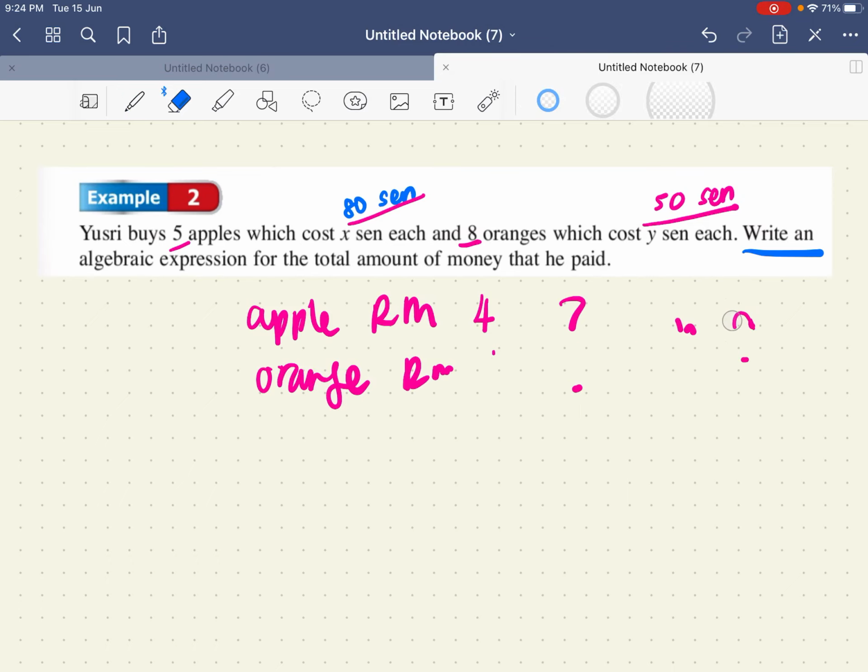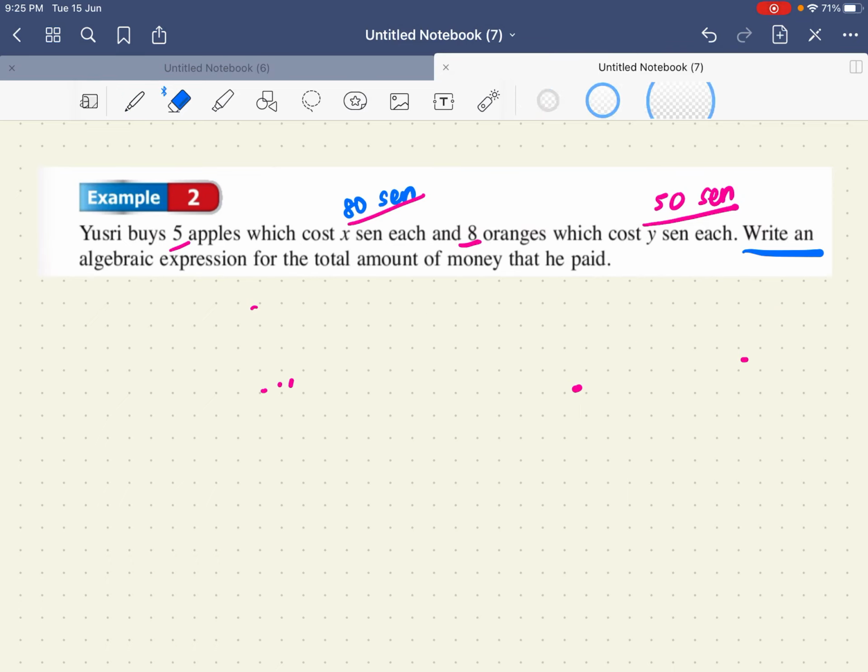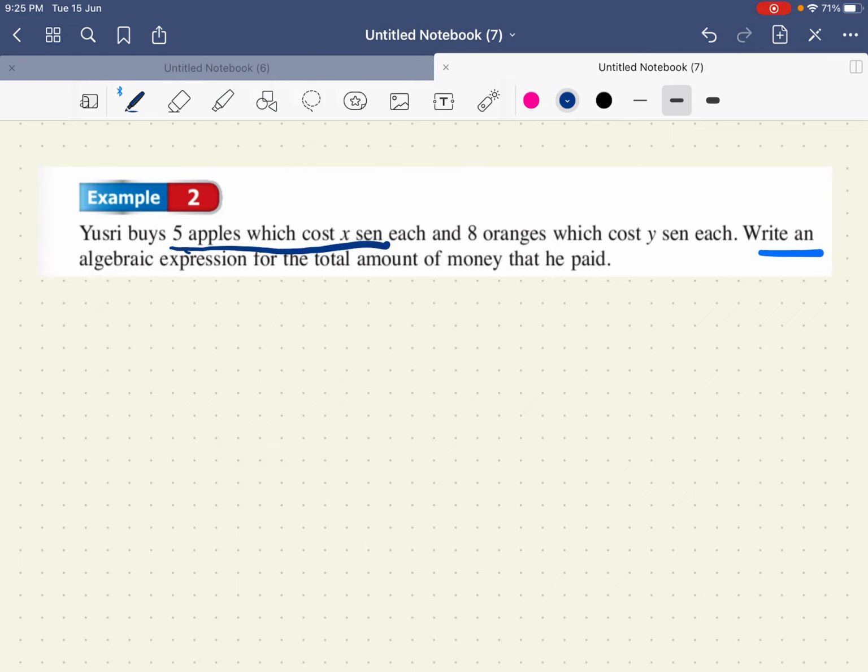Okay, sekarang, in this concept of algebra, kita tak tahu. We don't know the amount. We don't know the cost. We don't know the value. We don't know the harga. Sebab tu dia kata 5 biji apple X sen sebiji, 8 biji oren Y sen sebiji. Dan dia nak algebraic expression untuk berapa dia bayar.